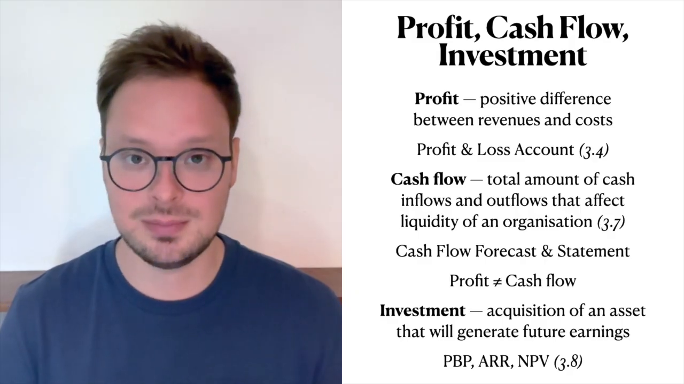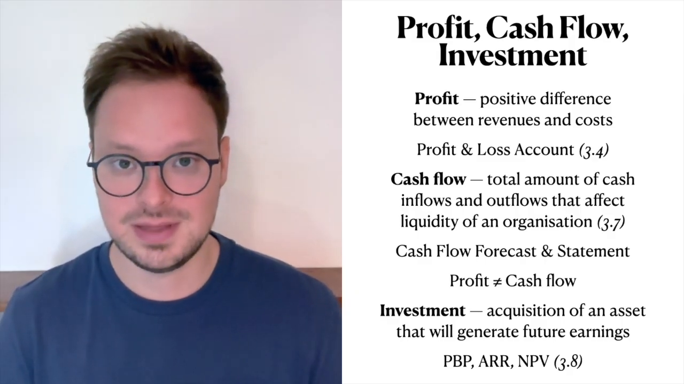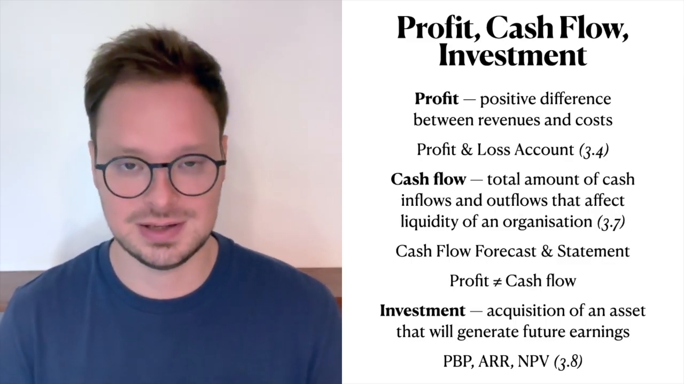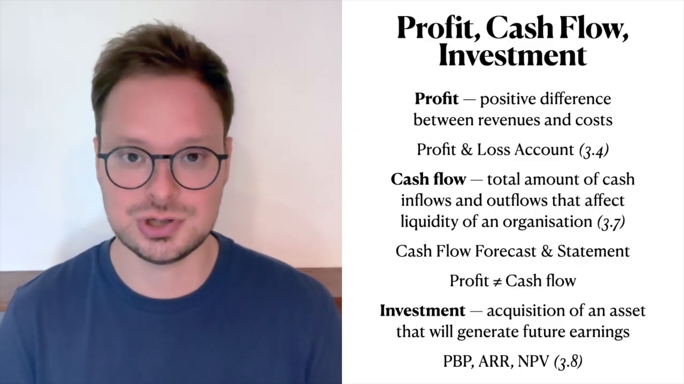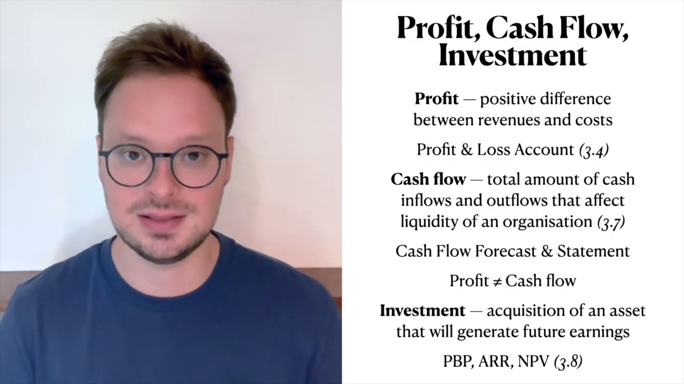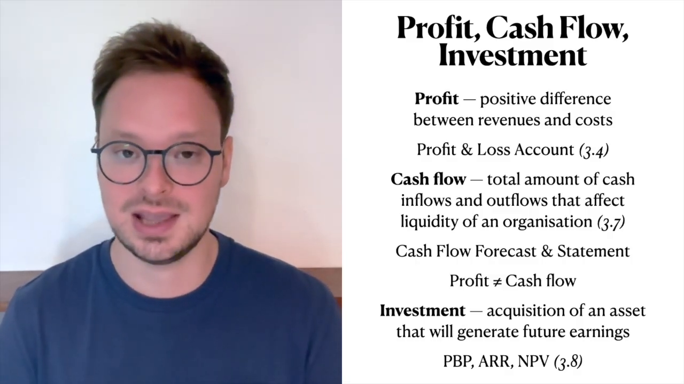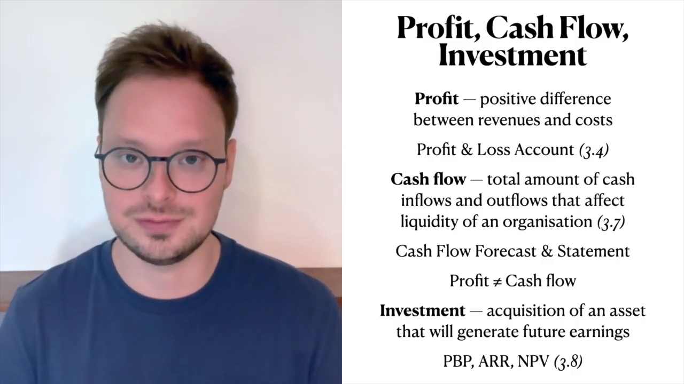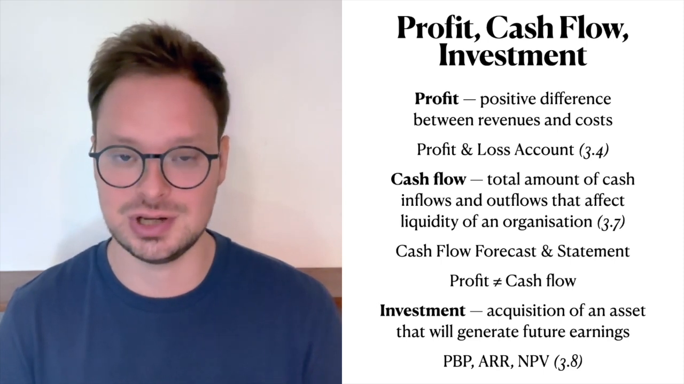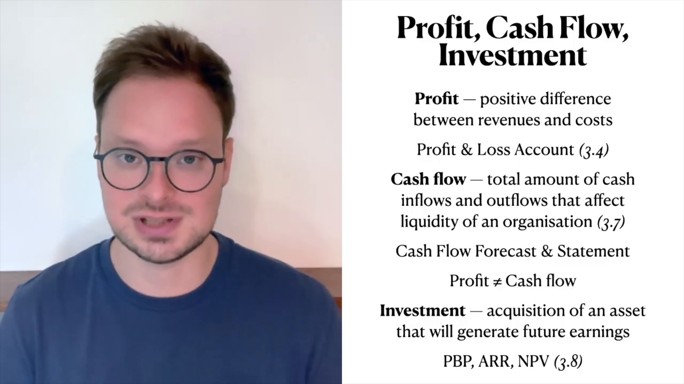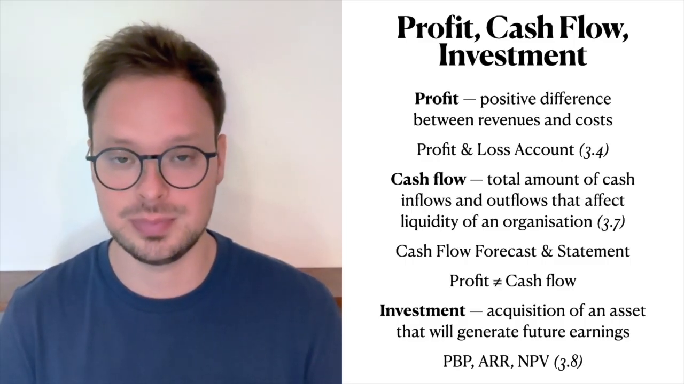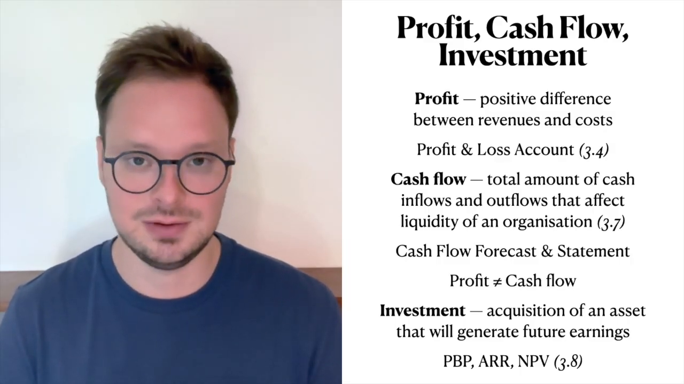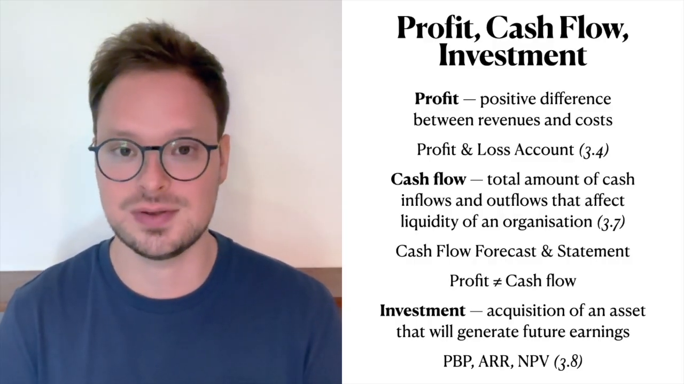Cash flow is the total amount of cash inflows and outflows that affect the liquidity of an organization. This is something that we learned in 3.7. The financial statement that indicates predictions for future cash flows is called a cash flow forecast, and the document for past cash flows is called a cash flow statement. Now, investment in the IB course refers to the purchase of long-term assets that will potentially generate future earnings. There are three types of investment appraisal tools that we learned: payback period, average rate of return, and net present value, for higher level students only. If you forgot what that is, then please watch class 3.8.